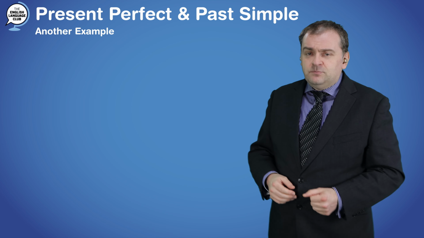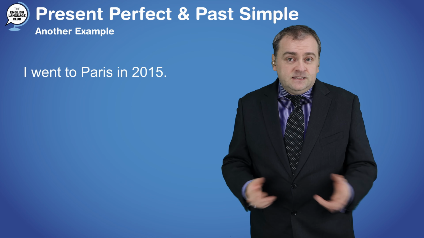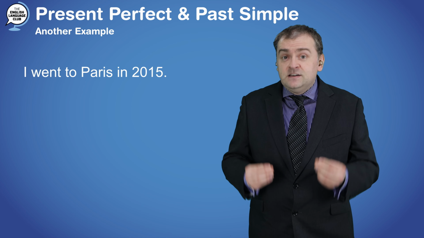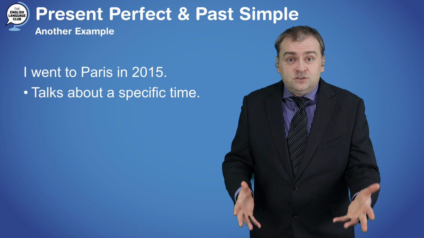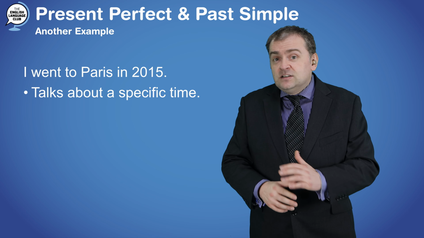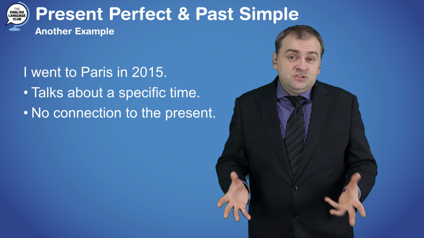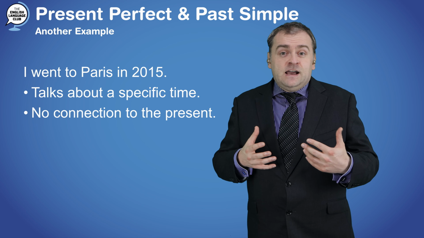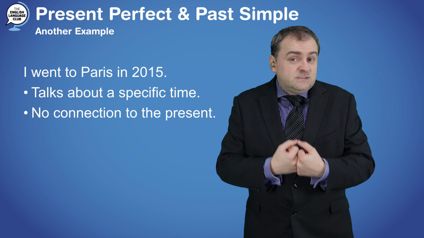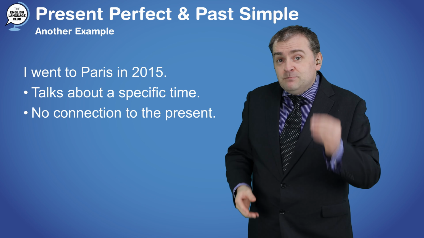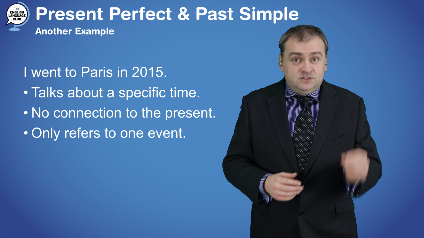Let's look at another example. I went to Paris in 2015. This sentence tells us that the speaker visited Paris at a specific time in the past, which was in 2015. It doesn't imply anything about the present. It doesn't give any information about whether the speaker has any current experience or knowledge about Paris. The speaker may have been to Paris lots of times, but here they're just talking about the specific time in 2015.